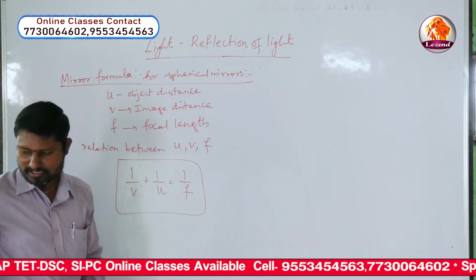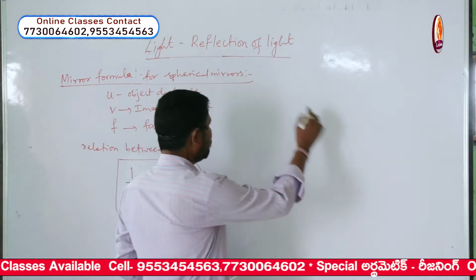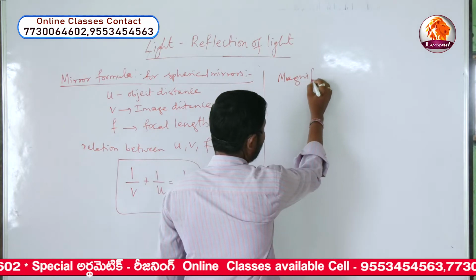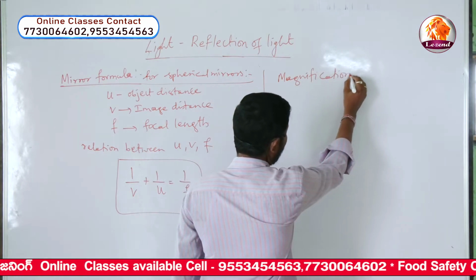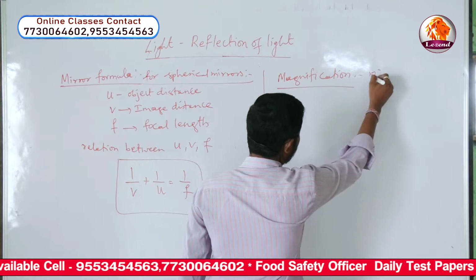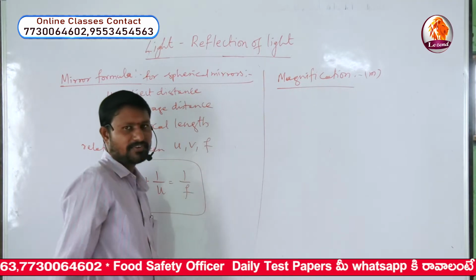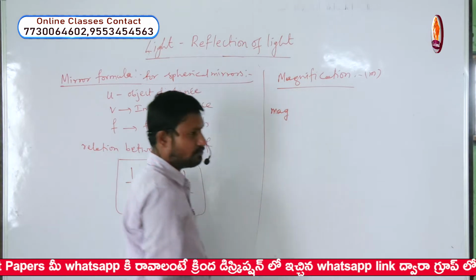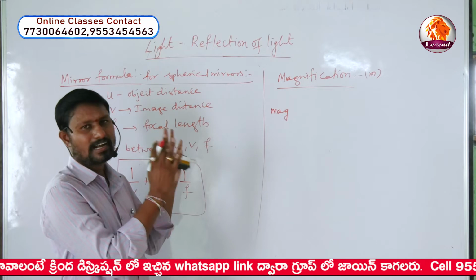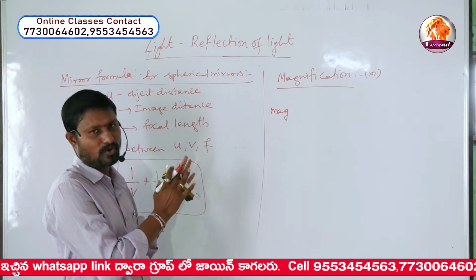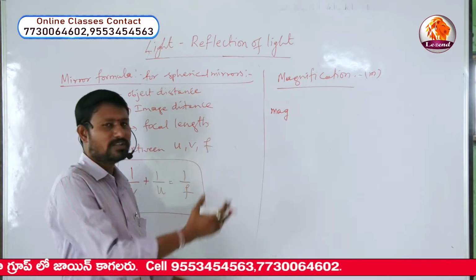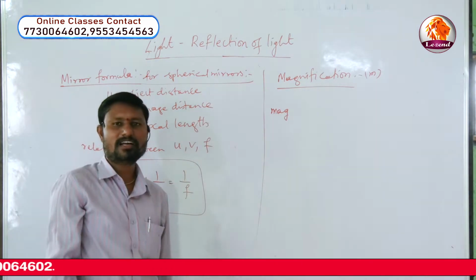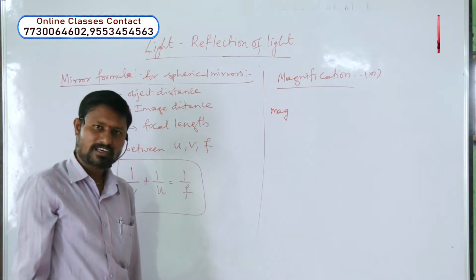Next, there is another important formula: magnification, denoted by M. What is magnification? Magnification gives a very important concept for us to tell about the nature of the image in detail. By seeing this magnification only, we can tell the important points related to the image.